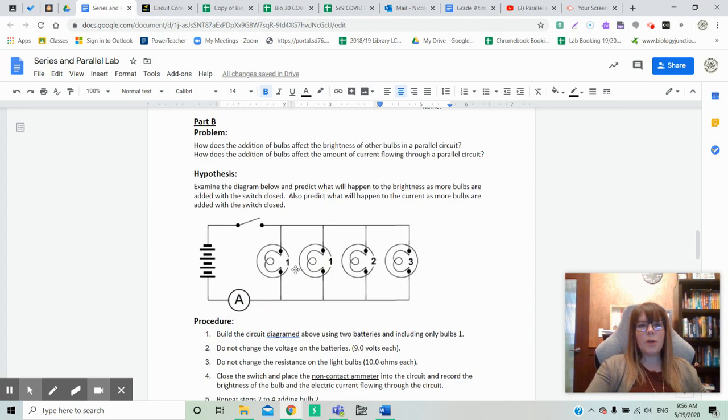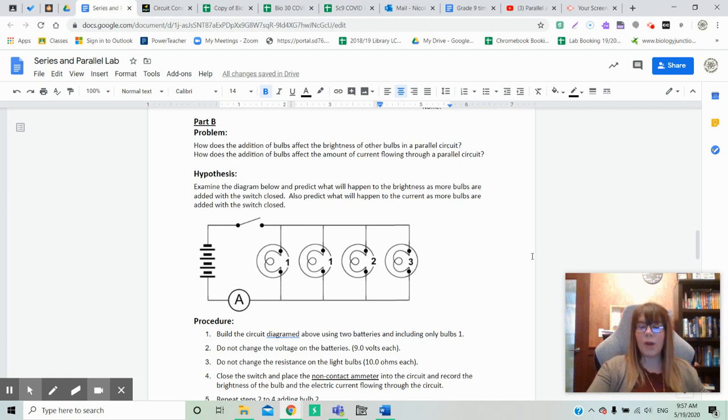So now we're going to go into part B, which is the problem focusing on the same thing, brightness of the bulbs and the amount of current flowing, but this time in a parallel circuit. So what we're going to do is examine this diagram right here. Ignore that this says 1, 1, 2, 3. It should say 1, 2, 3, 4, but that's okay. We're going to examine this and make our predictions, our hypothesis, right here.